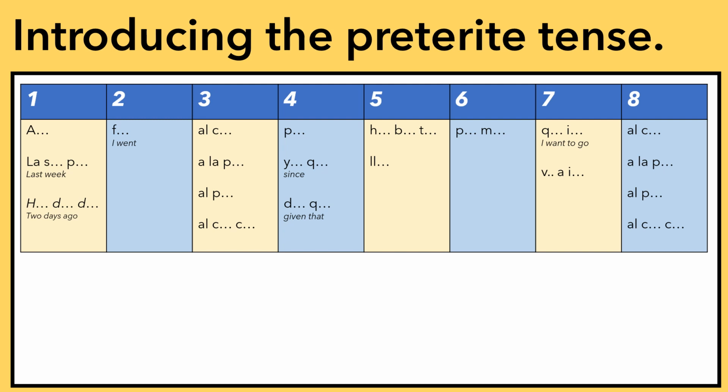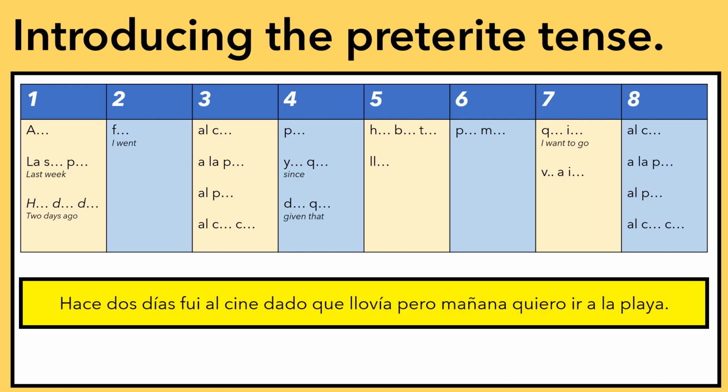Another one, which is an even higher level of challenge, but again works quite well with those higher ability groups, is just having the first letter of each word. So again, hace 2 días fui al cine, dado que llovía, pero mañana quiero ir a la playa. Again, that's quite an effective one to use with higher ability groups, and it just adds in an extra level of challenge that isn't there if it's just the whole sentence written out.